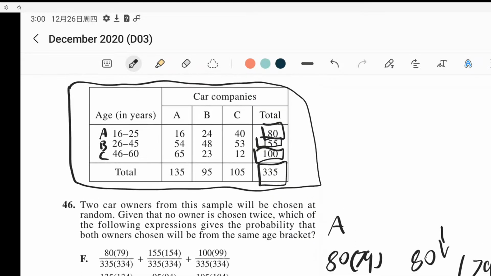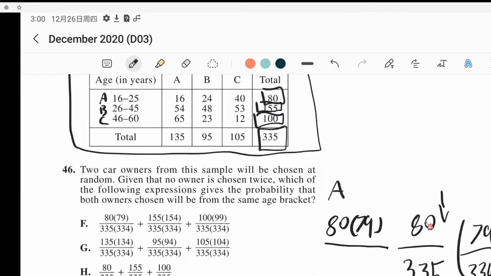So let's check the answer real quick to make sure I'm not tweaking. For 46, the answer is indeed F. The answer is F because we want to consider each group and the total.